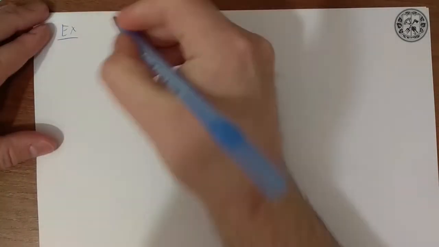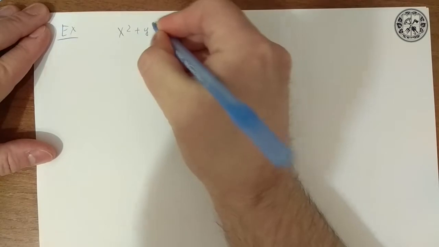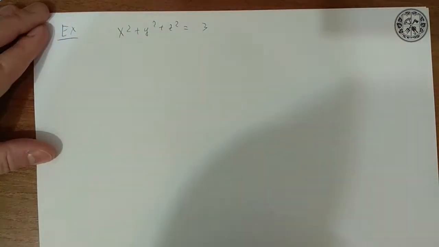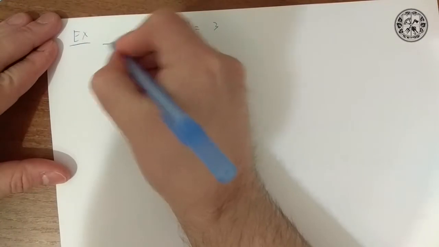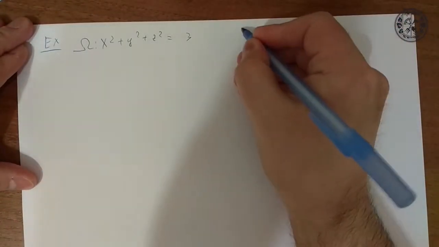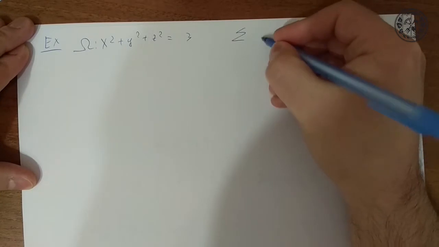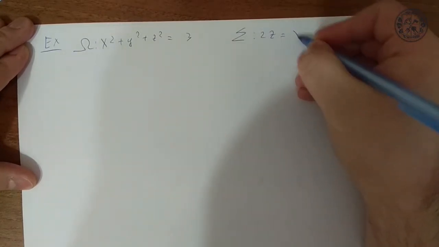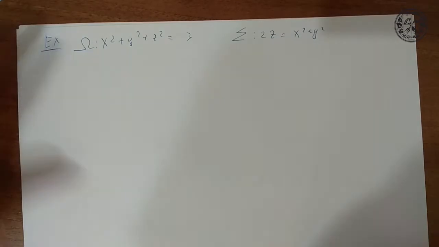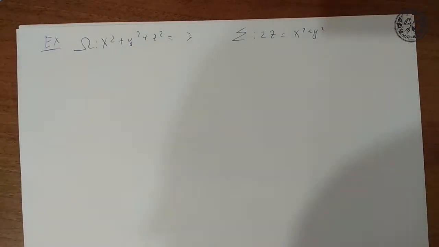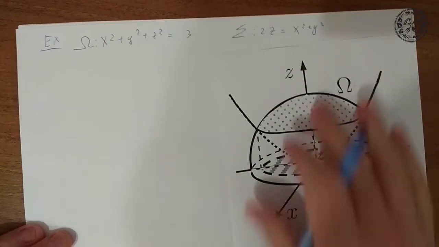Another example, we have a sphere x squared plus y squared plus z squared equals 3. And this is our surface omega. And we have another surface sigma, 2z equals x squared plus y squared, that cuts a hole in this surface omega and cuts off a piece. And we have to find the surface area of this piece.